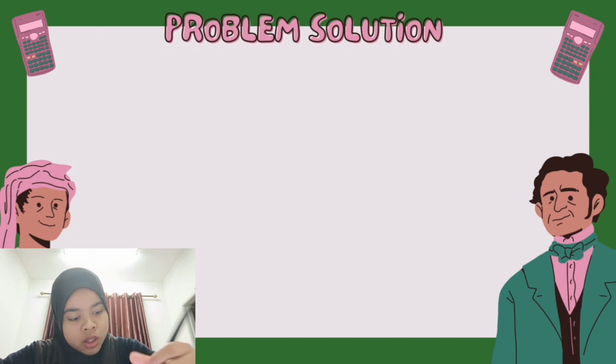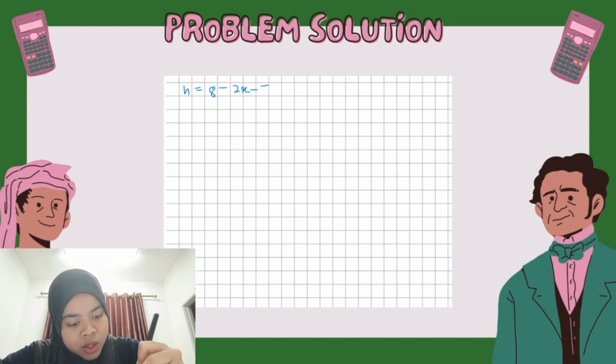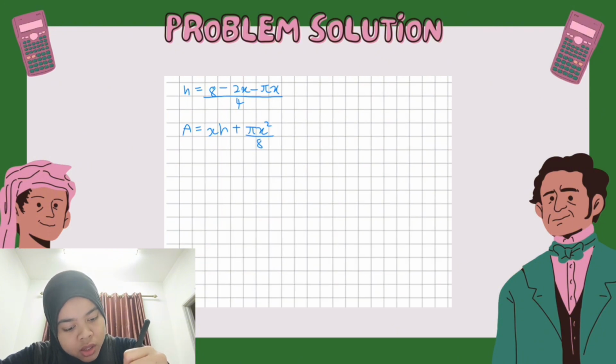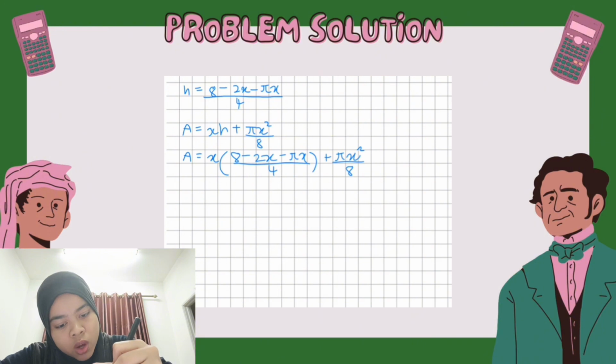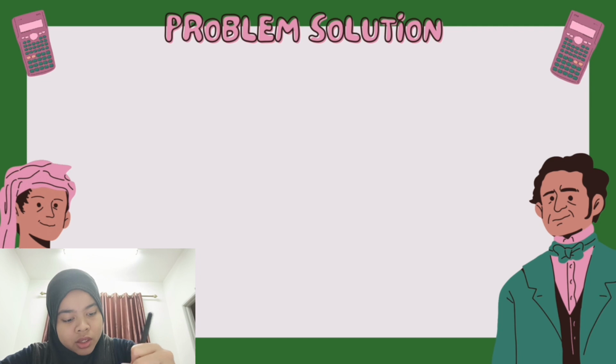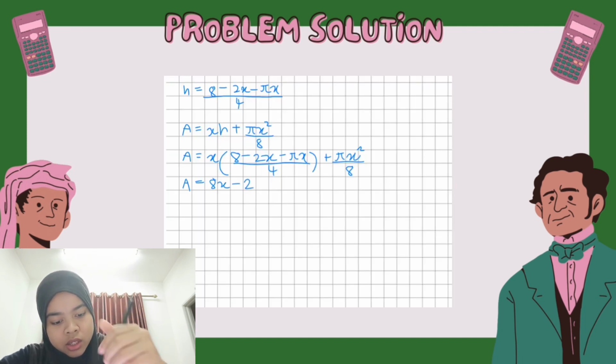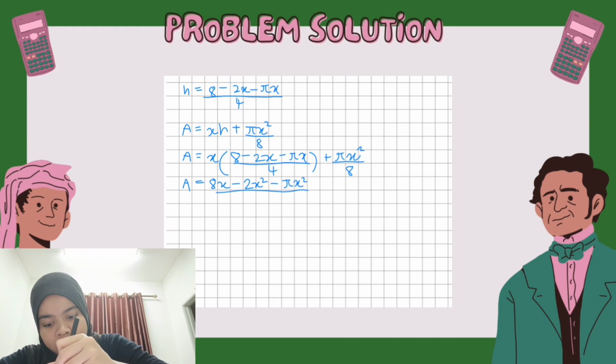Then to find the area, we need to total the area from the rectangle and the semicircle. Next, we transfer it: xh plus pi x squared over 8. Next, we include the h from the previous question, which is h equals a minus 2x minus pi x over 4. Then we multiply it. It will be 8x minus 2x squared minus pi x squared over 4 plus pi x squared over 8.